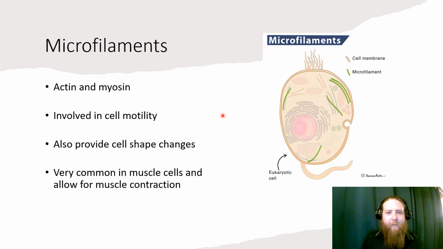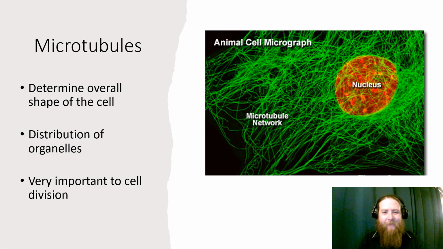So microfilaments are things like actin and myosin. They're involved in cell motility. These kind of green ones here. They also help provide cell shape changes. So if a cell needs to go from a big cell to a small cell, or it needs to stretch out, these are the ones that are going to do that. Because of their contractile nature, these are very common in muscle cells, and they're what causes your muscles to contract. When you flex, you are flexing your microfilaments. Just a lot of them.